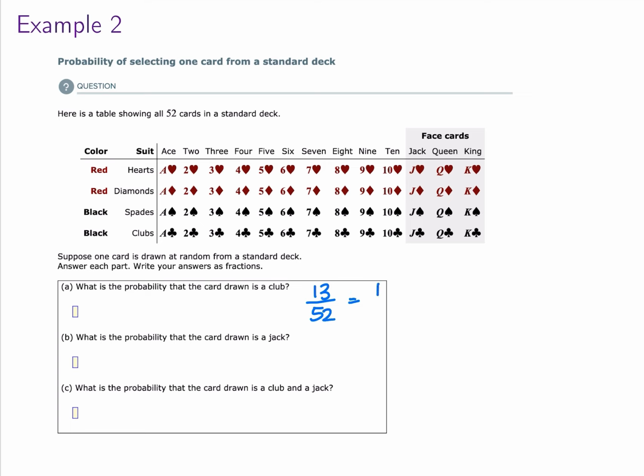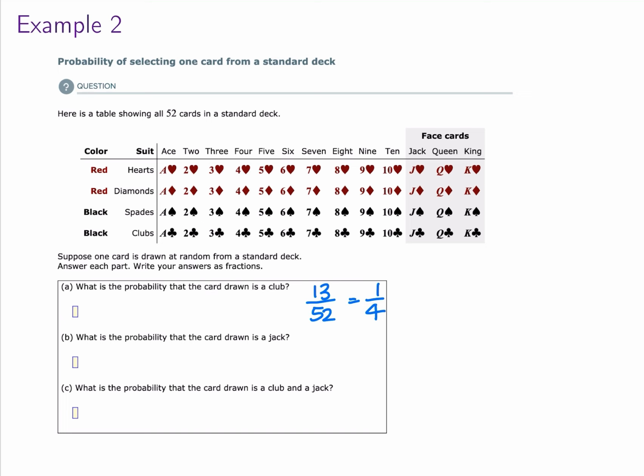That simplifies to 1 out of 4, which we may notice we could have gotten realizing there are 4 different suits, each of them with the same number of possibilities, same number of cards per suit. So clubs is one of the 4 different suits that could be drawn, and each suit is equally likely because they have the same amount of cards.